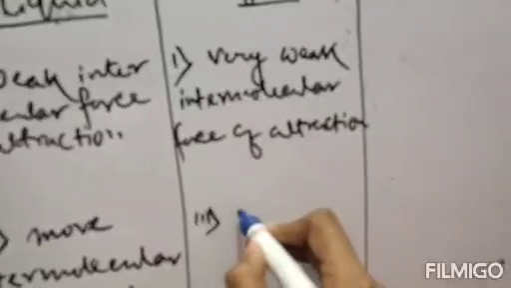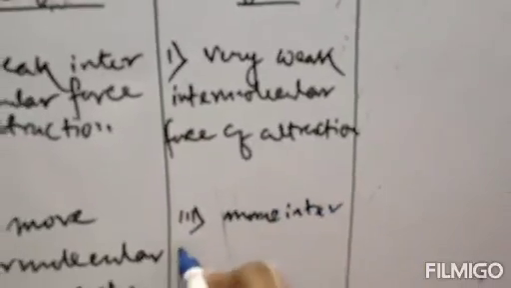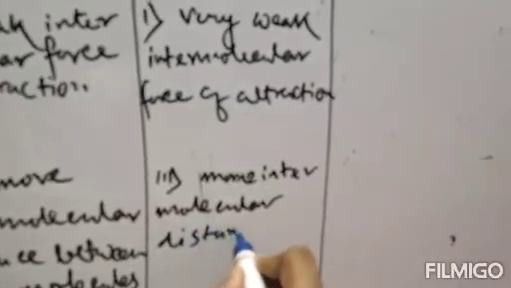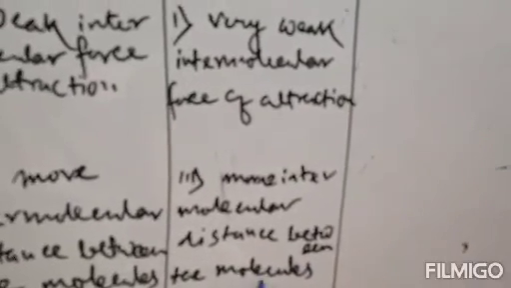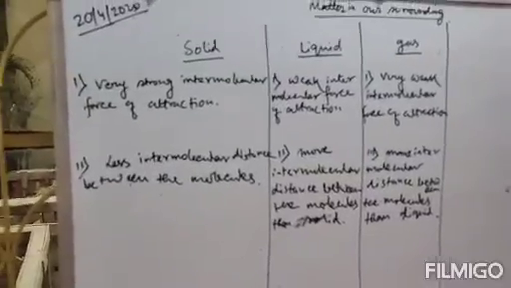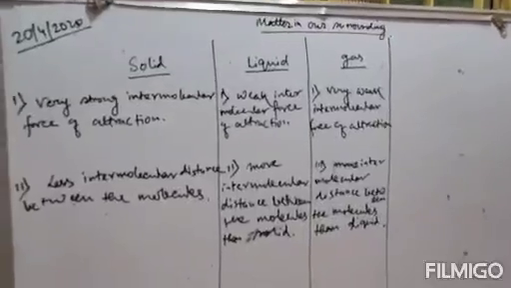Clear? So we will write more intermolecular distance between the molecules than liquid. Clear? So on the basis of intermolecular distance, it is less in solid. In liquid it is more than that of solid, and in gas it is far more than that of liquid.